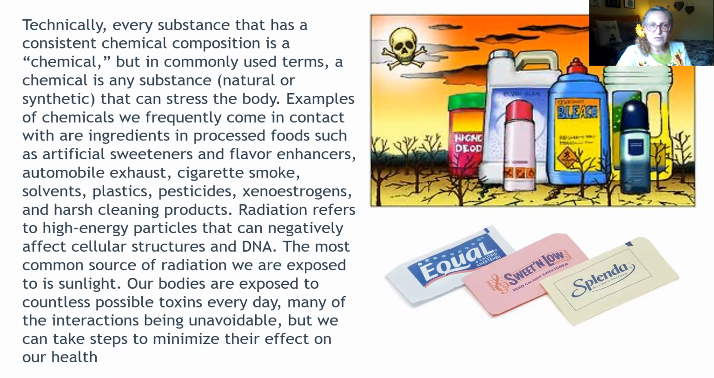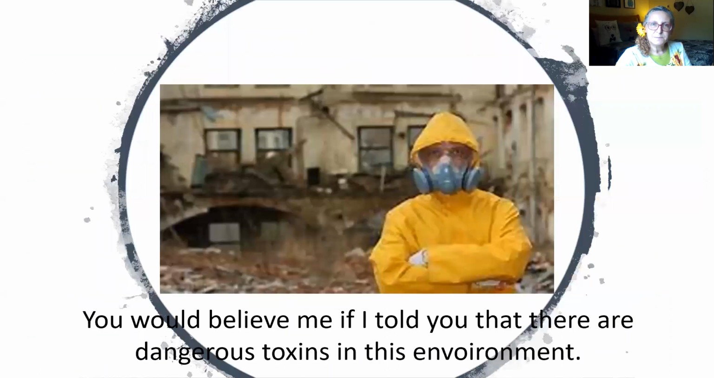We're bombarded with xenoestrogens and harsh cleaning products. Then there's also radiation, which refers to high energy particles that can negatively affect cellular structures and DNA. The most common source of radiation we are exposed to, of course, is our sunlight. And our bodies are exposed to so many toxins, many that we cannot avoid, but then some that we can. That's what we're going to talk about today. Rather than dwelling and crying about what we cannot avoid, there are things that we can do day-to-day to avoid some of these toxins.